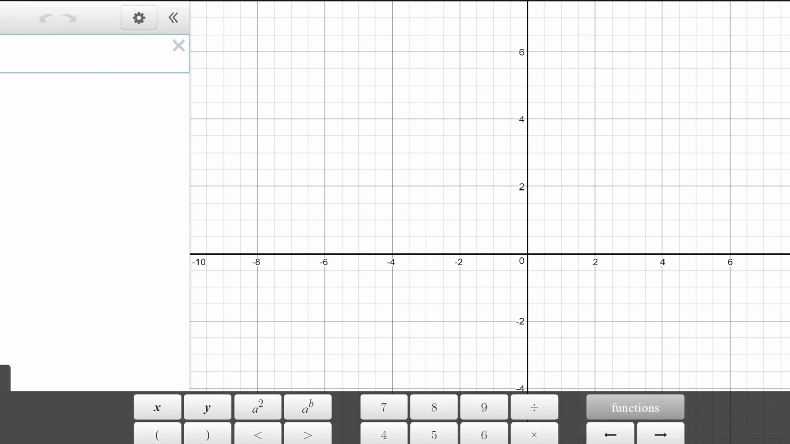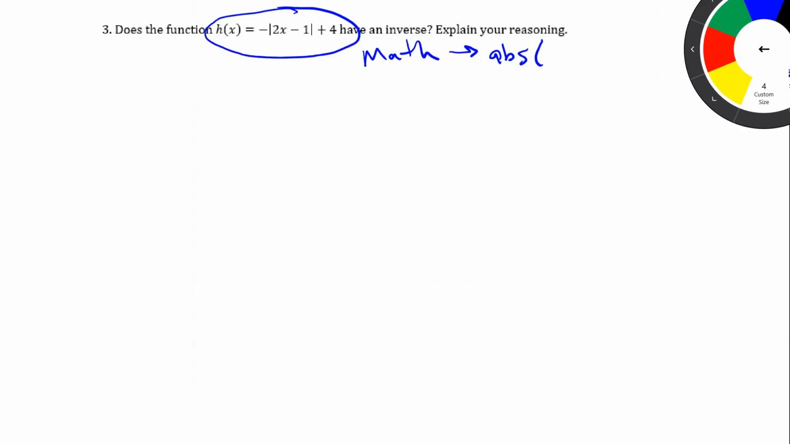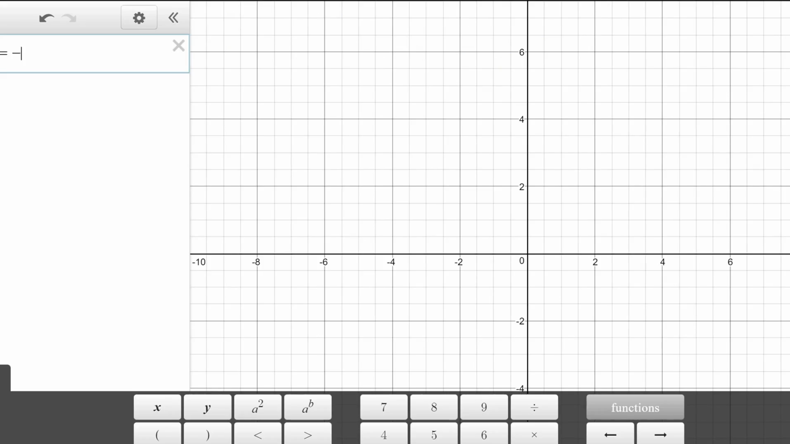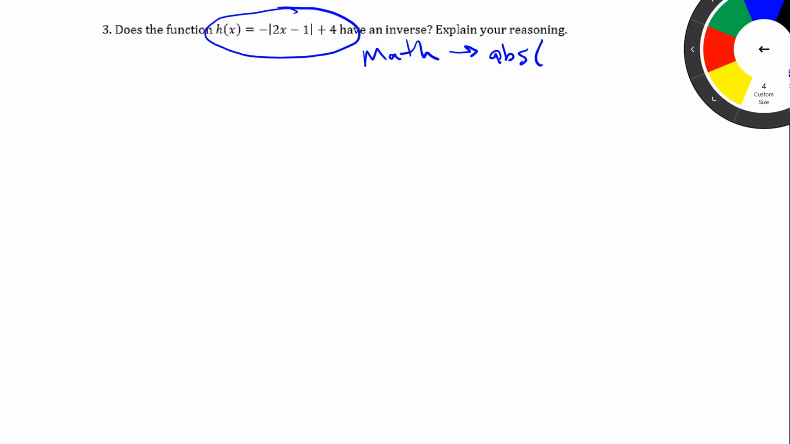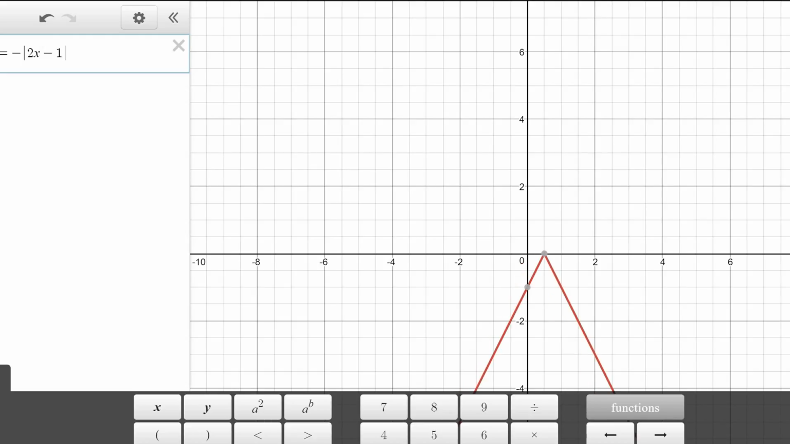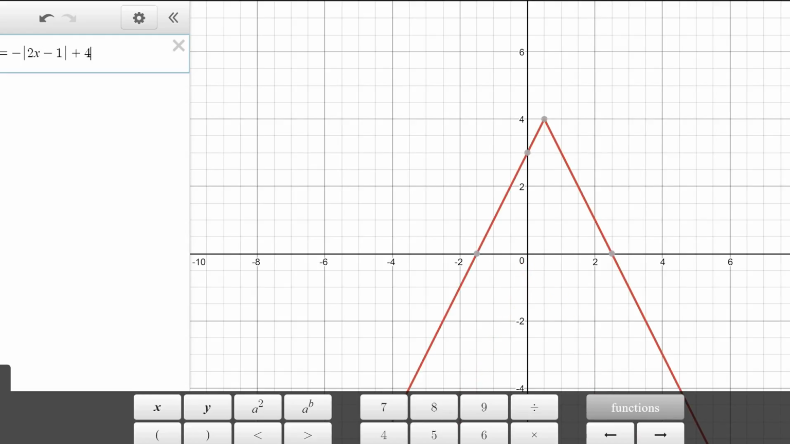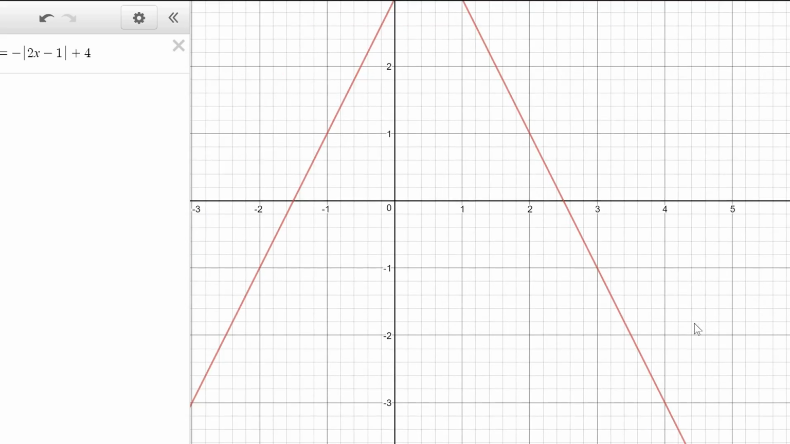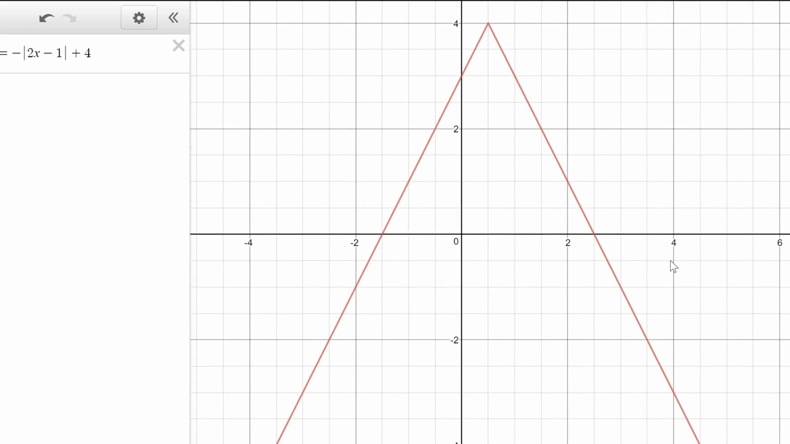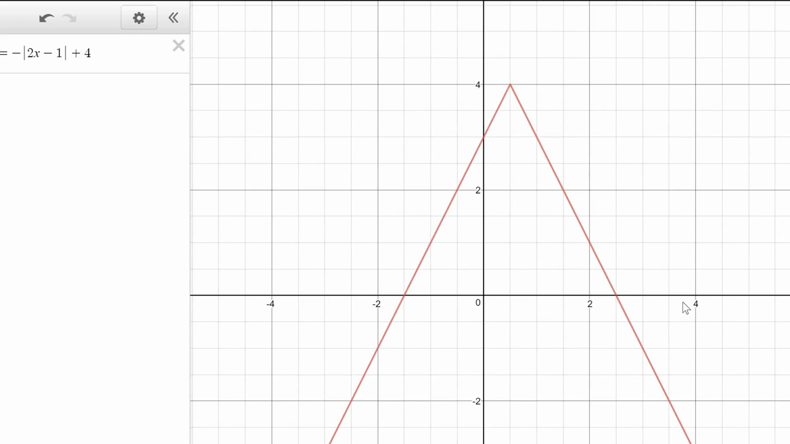so we want to graph this function. So I want to plug in y equals, and it was negative, right? So it's negative absolute value of 2x minus 1 plus 4. So here's what our graph looks like. So we see it's a true absolute value graph where it comes down to it has a point or vertex.